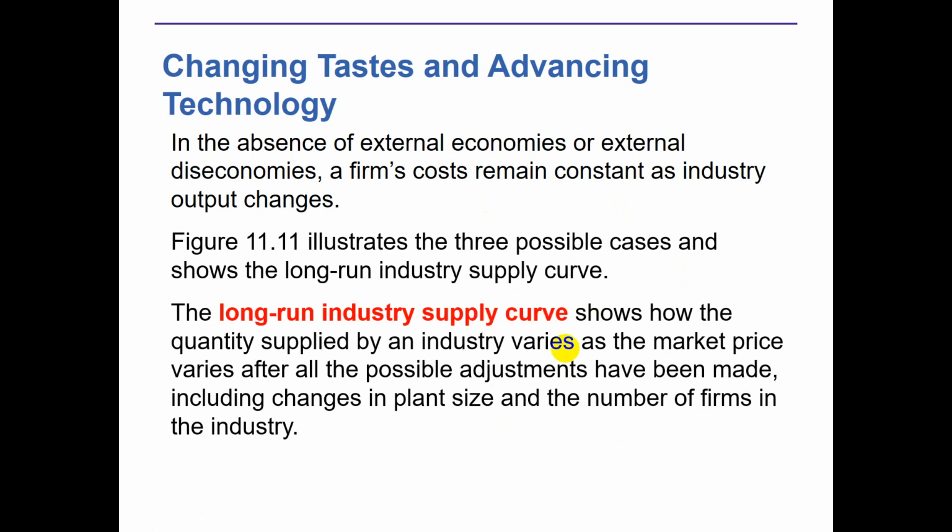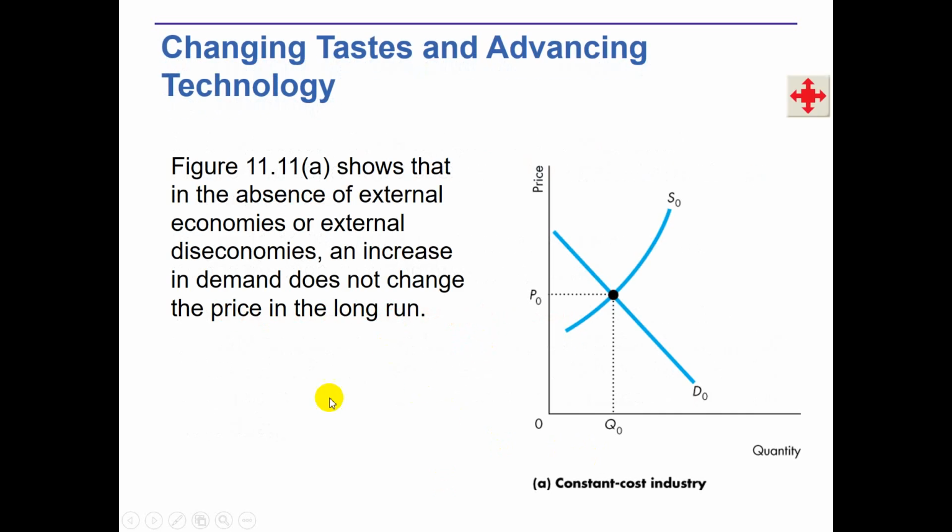So the long-run supply curve shows how the quantity supplied by an industry varies as the market price varies after all the possible adjustments have been made, including changes in plant size and the number of firms in the industry. You can see here, this figure shows the market equilibrium in the absence of external economies or external diseconomies. An increase in demand does not change the price in the long run.